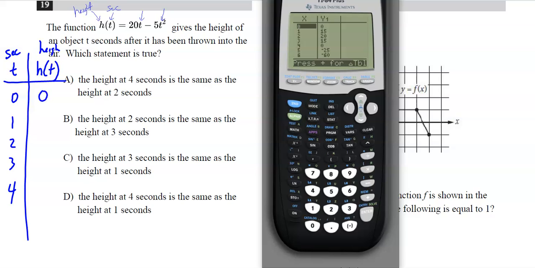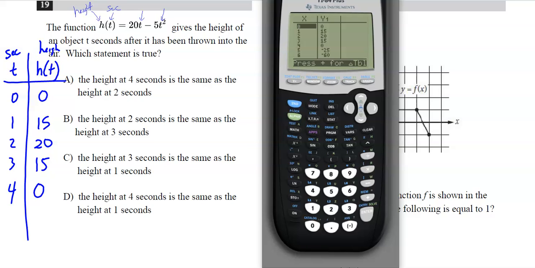So at 0 seconds, it's at 0 height. After 1 second, it went up to 15. 2 seconds, it kept going higher to 20. Well, then at 3 seconds, it was back at 15. And at 4 seconds, we're back to 0.